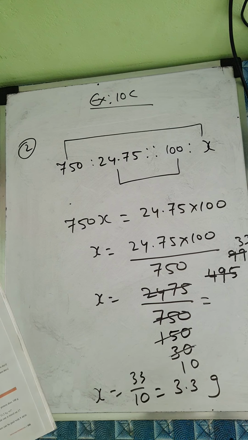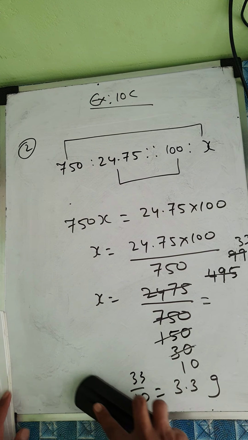Okay, so therefore, last we can write the answer: 3.3 grams of protein provided by 100 gram of milk. Okay, now we'll go to the next question, number three, given here.